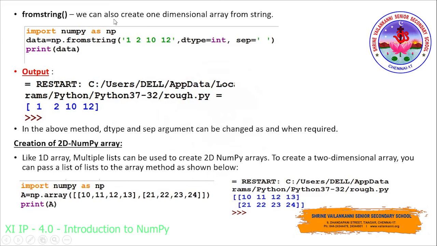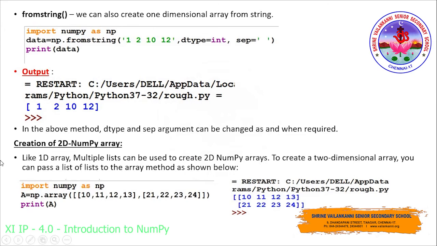So the string will be, now that is what np.fromstring does. This fromstring has converted the string into an integer array with spaces, and it has been printed as an array. So this is how you can create a one-dimensional array from a string even.